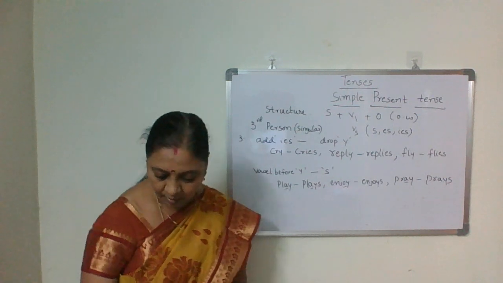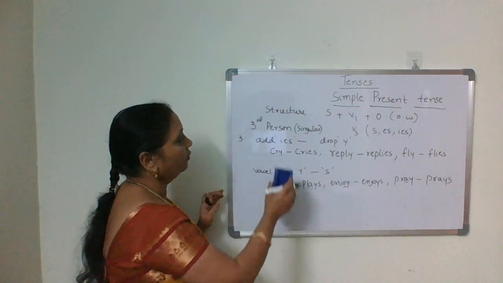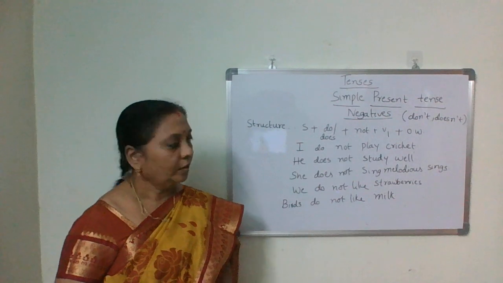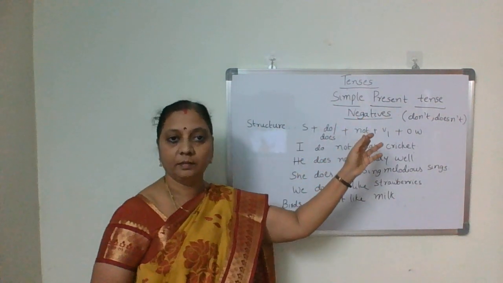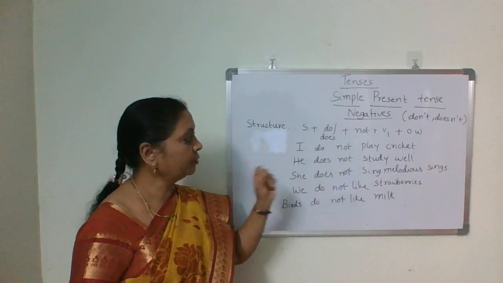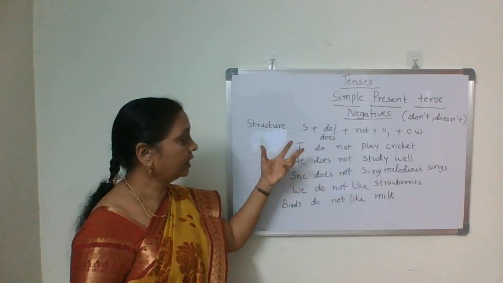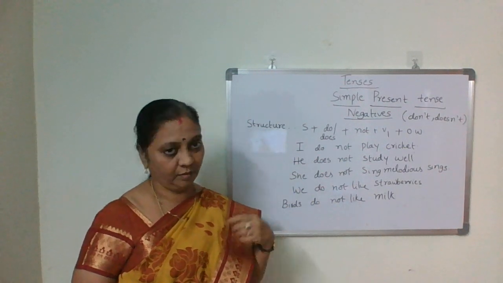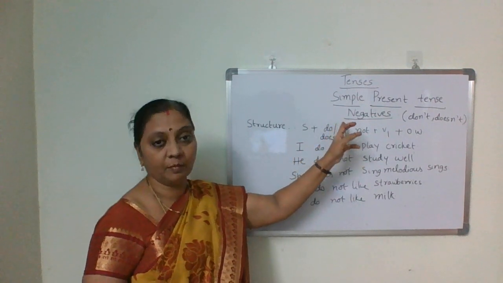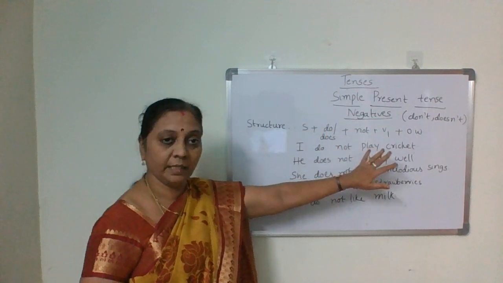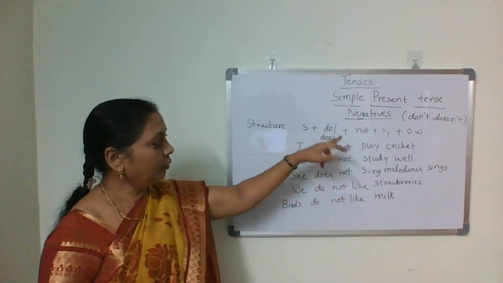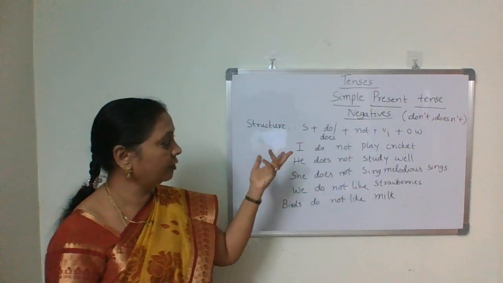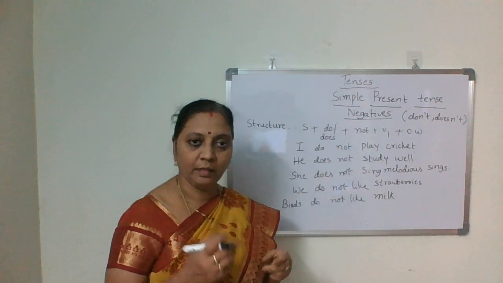Okay. Next we do the negative forms of simple present. Now let us see simple present tense negatives. Negatives means we always have to take the help of do or does to make the negative sentences: do not or does not. The short form or contracted form, with the expansion being do not and does not, is don't and doesn't.